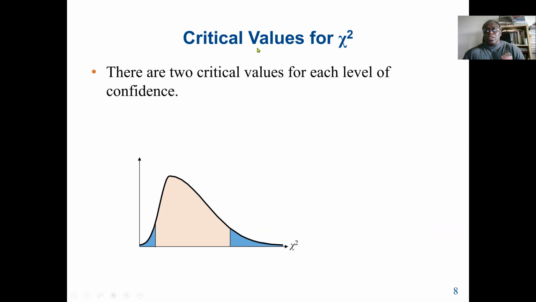Then we can also talk about the critical values. When we are doing hypothesis testing, our critical value will be the boundary where we either accept or reject H0, the null hypothesis. Here we can also find the critical values for chi-square. There are 2 critical values for each level of confidence. We can see the blue area, that's our critical boundary.